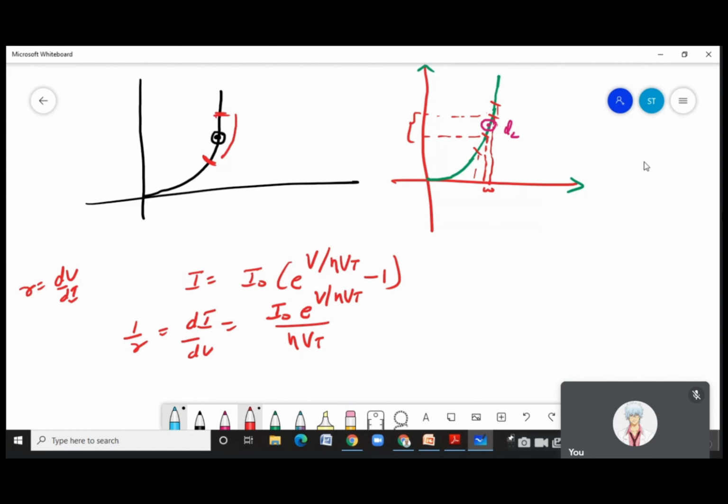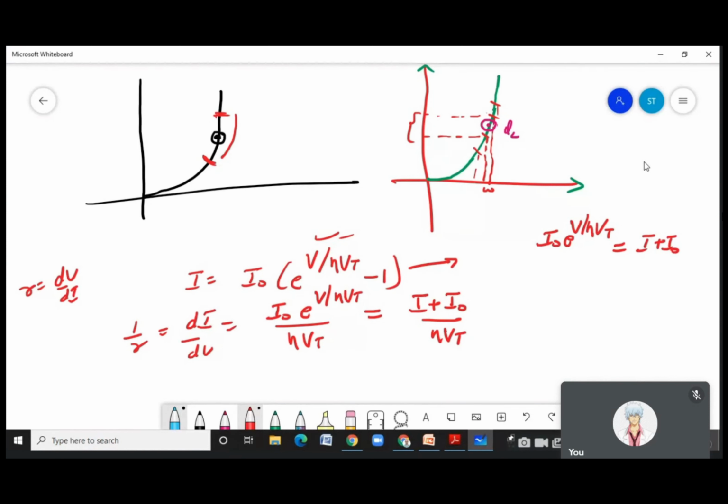Yes, sir. ओके. सो अब ये जो I naught e raised to V upon ईटा VT है, इफ यू लुक एट दिस इक्वेशन, व्हाट इज इट? यहाँ से अगर आप लेफ्ट हैंड राइट हैंड साइड देखो, I naught e raised to V upon ईटा VT इज इक्वल टू I प्लस I naught, है ना? अगर मैं इस I naught को यहाँ ले जाऊंगा लेफ्ट हैंड साइड में, तो आई विल गेट द सेम एक्सप्रेशन. तो ये जो न्यूमरेटर है I naught e raised to V upon ईटा VT, इसको हम लिख सकते हैं I प्लस I naught अपॉन ईटा VT.